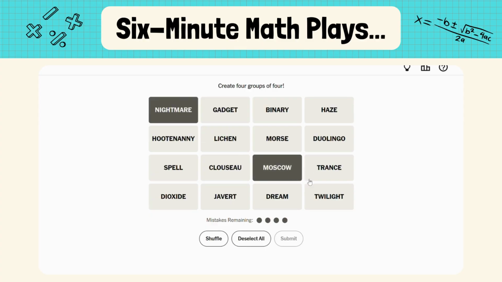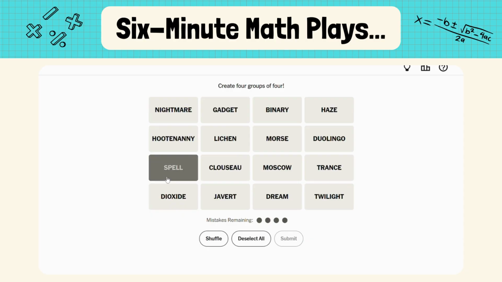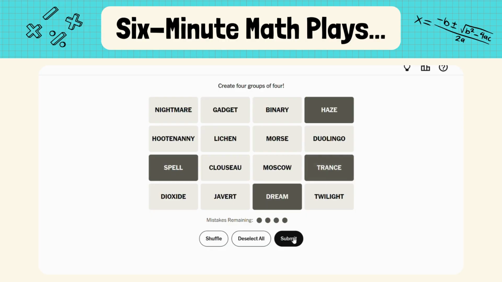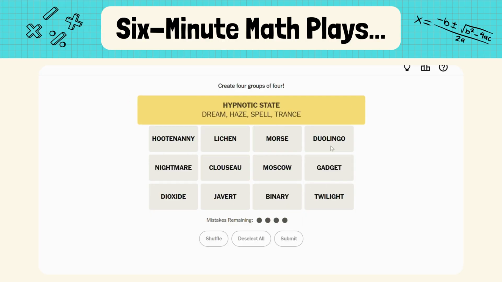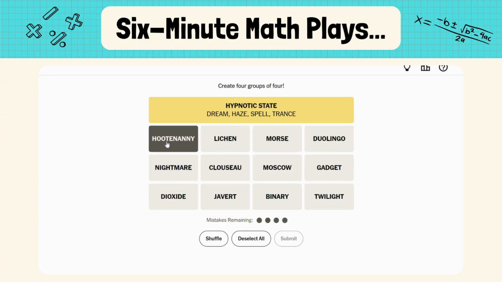Cow, mare. Does anything else end in an animal? No. Spell, haze, trance, dream. That one should be yellow. Hypnotic state. Hootenanny. I think it's got to be something with the hoot.